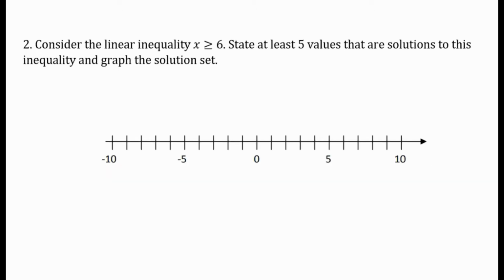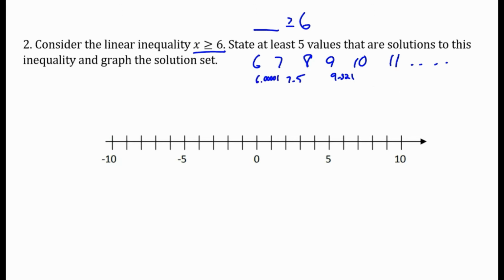So consider the linear inequality x is greater than or equal to 6. So something is greater than or equal to 6. Give me 5 numbers that work there. Well, 7, 8. Well, doesn't 6 work? 6 is greater than or equal to, because that's the equal to piece. 9, 10, 11, right? I can keep going, but 7.5 works. 9.321 works. Those are all numbers greater than 6.